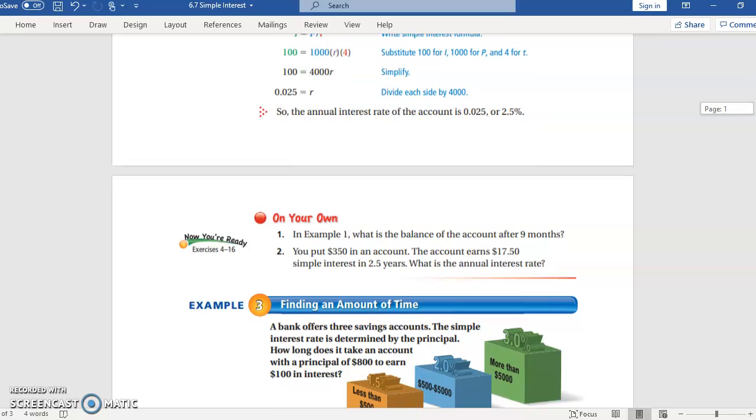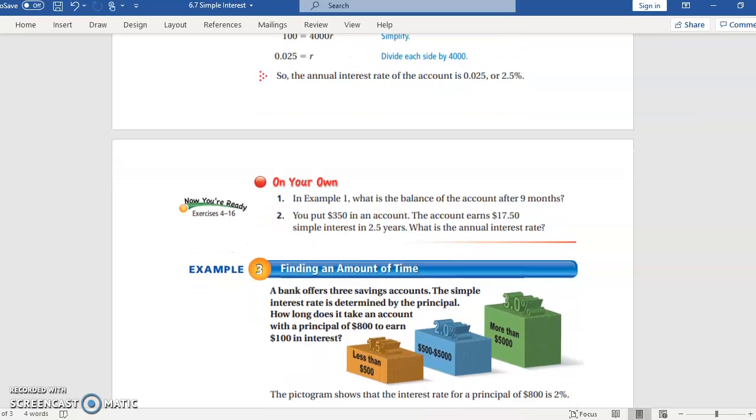Okay, so that should be your answer for number 1. Number 2, you put $350 in an account. The account earns $17.50 simple interest in 2.5 years. What is the annual interest rate?